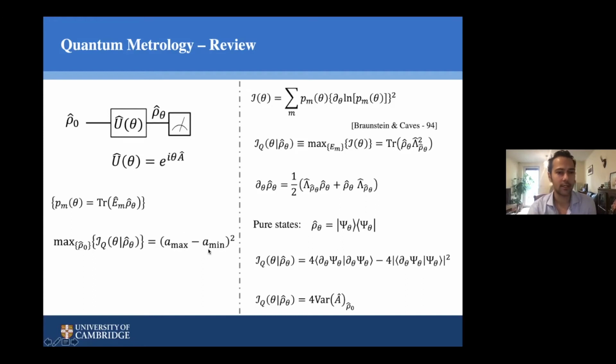So we can immediately see that this is the maximum amount of Fisher information you can get from this unitary in this type of experiment. If you optimize your input state and your final measurement, this is as much as you can get. It's equal to the spectral gap of A to the power of 2. And I want to emphasize that this is going to be a central quantity of interest in this talk.